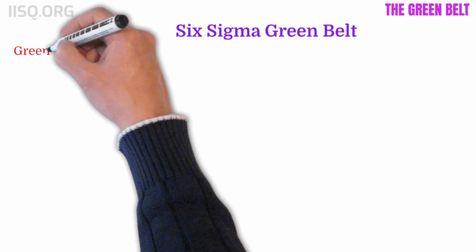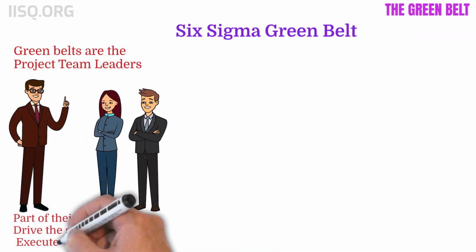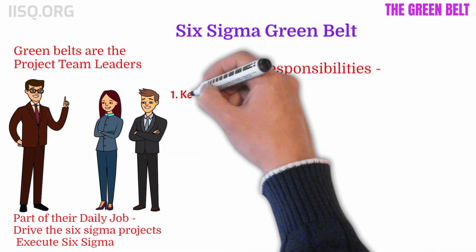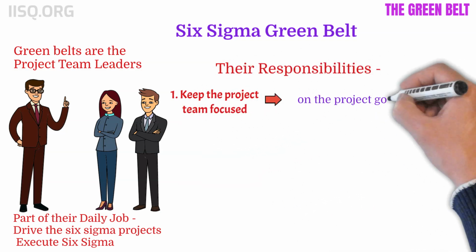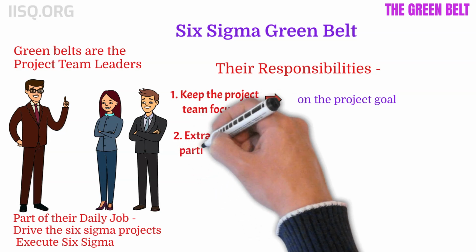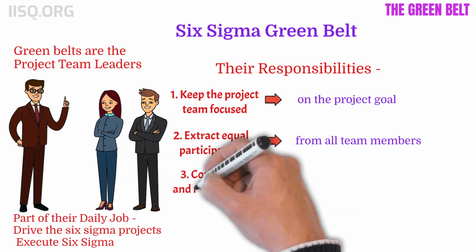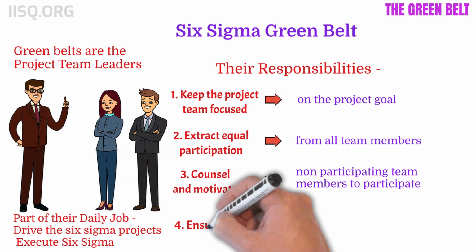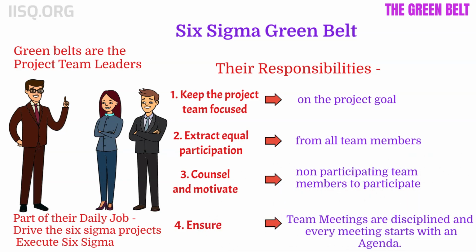For a Six Sigma drive, green belts are the project team leaders. They drive the Six Sigma projects and execute Six Sigma as part of their daily jobs. Among many of their responsibilities, the most important are to keep the project team focused on the project goal, to extract equal participation from all team members, to counsel non-participating team members and motivate them to participate, and to ensure that team meetings are disciplined, and that every meeting starts with an agenda.